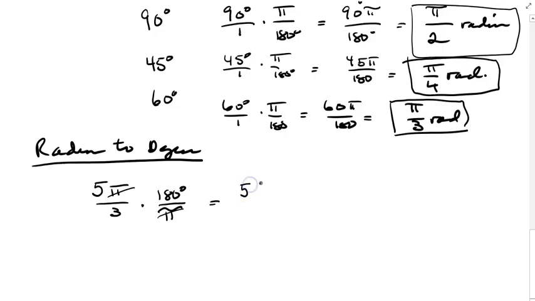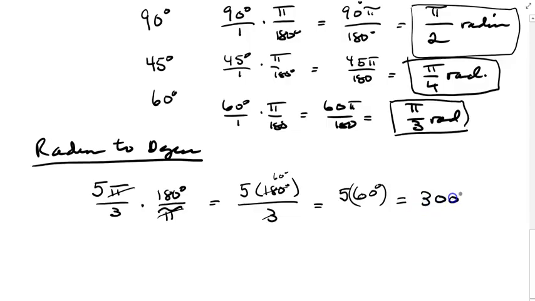and I have 5 times 180 degrees over 3. I left it like this so I can quickly cancel out 3 into 180. Right, 3 goes into 180, 60 degrees. So it's 5 times 60 degrees. And 5 times 60 degrees is going to give me 300 degrees.